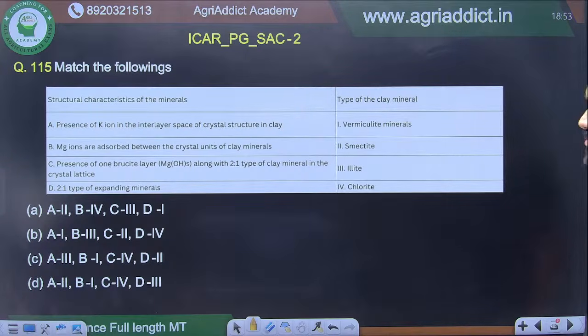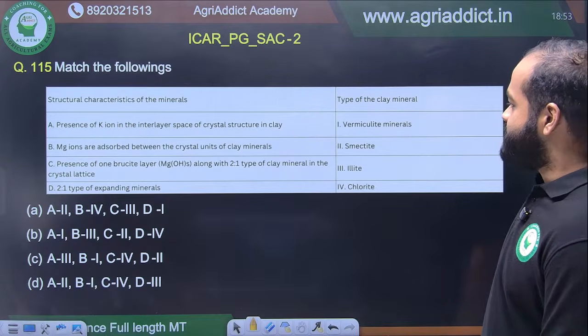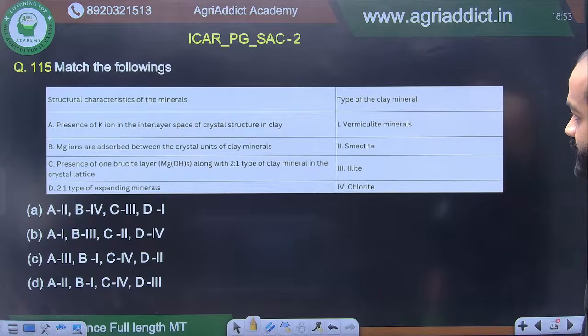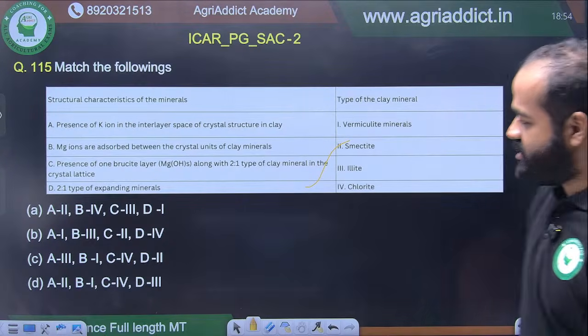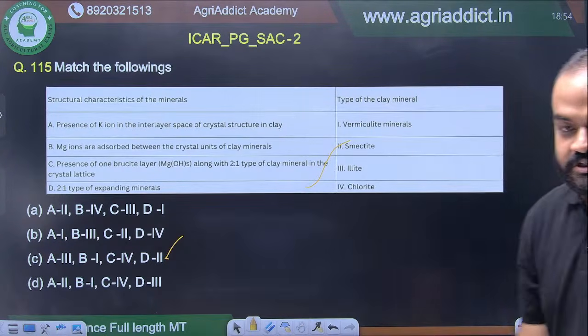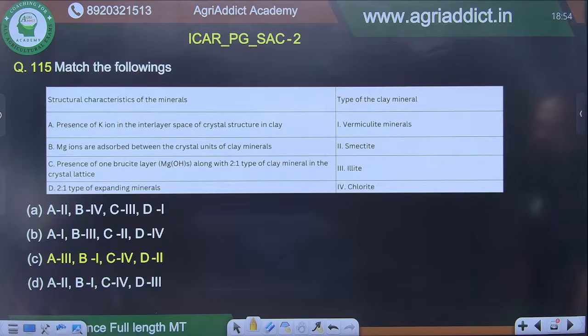I think you can read this question, or else I will read it for you. Okay, you can read this question. You are telling option C. Presence of K ion in the interlayer space of crystal structure in clay. Then B, Mg ions are adsorbed between crystal units of clay mineral, vermiculite. Very nice. 2:1 expanding type is smectite. D is 2. So this is a very easy question. No need to use much brain here.